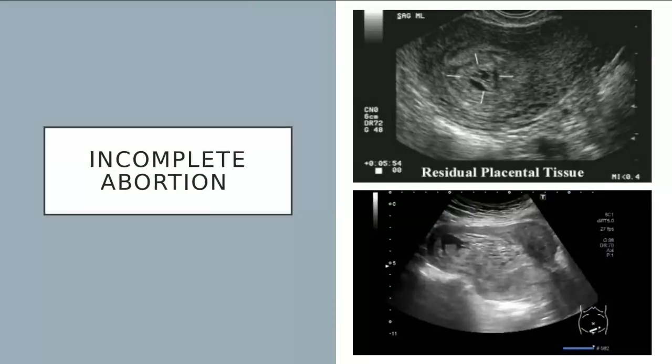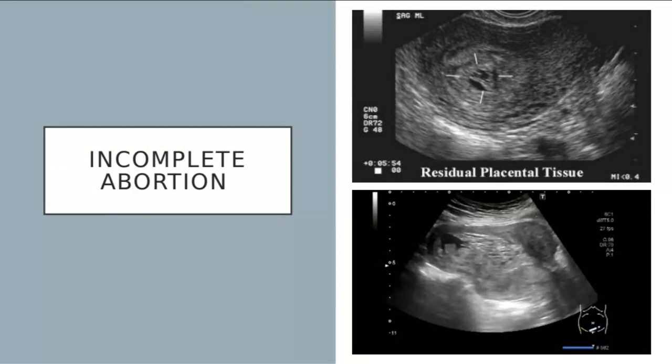Next, we have an incomplete abortion here. So this means that the miscarriage has started and we are able to visualize some of those products of conception in the uterus and the endometrial cavity. So here is our residual tissue sitting in that endometrial cavity.